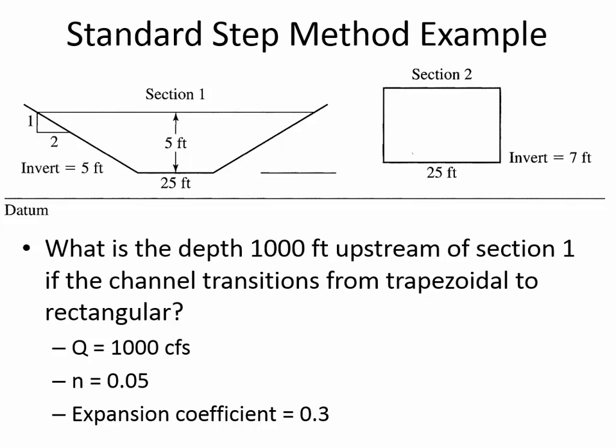So the distance between the 2 points is 1,000 feet. The delta Z, you can see that in the section on the right, section 2, it says invert is 7 feet. That's just the distance from our datum to the bottom of the channel. And the invert downstream at section 1 was 5 feet. So the delta Z is 2 feet. That's the elevation difference between the bottom of the two sections.